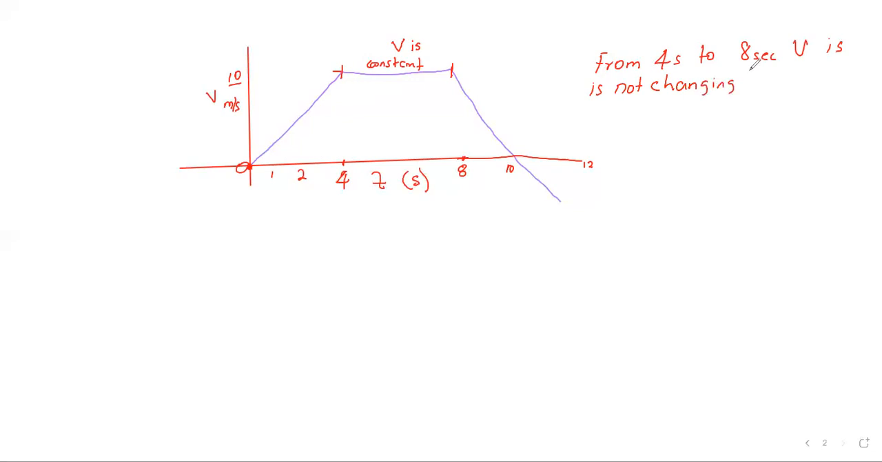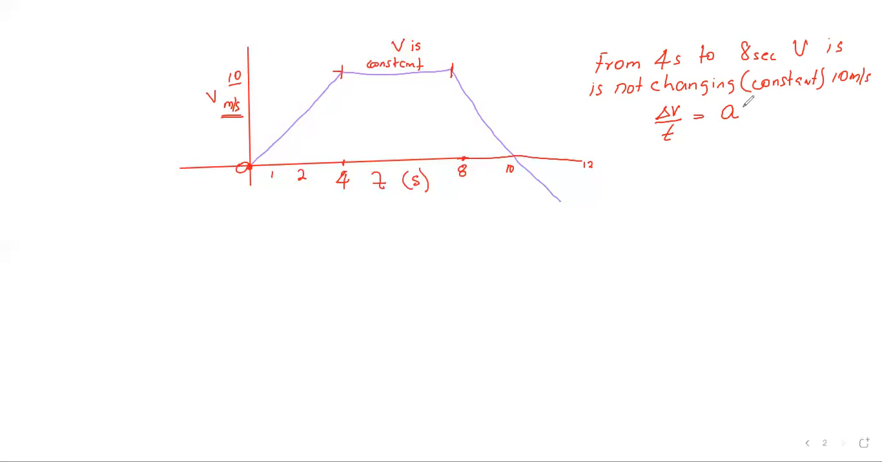Or you can say V is constant, and that is 10 meters per second. Now, between 0 and 4, V is changing there. Now, we can find the change in V over the time, but you can recognize that this gives us the acceleration.